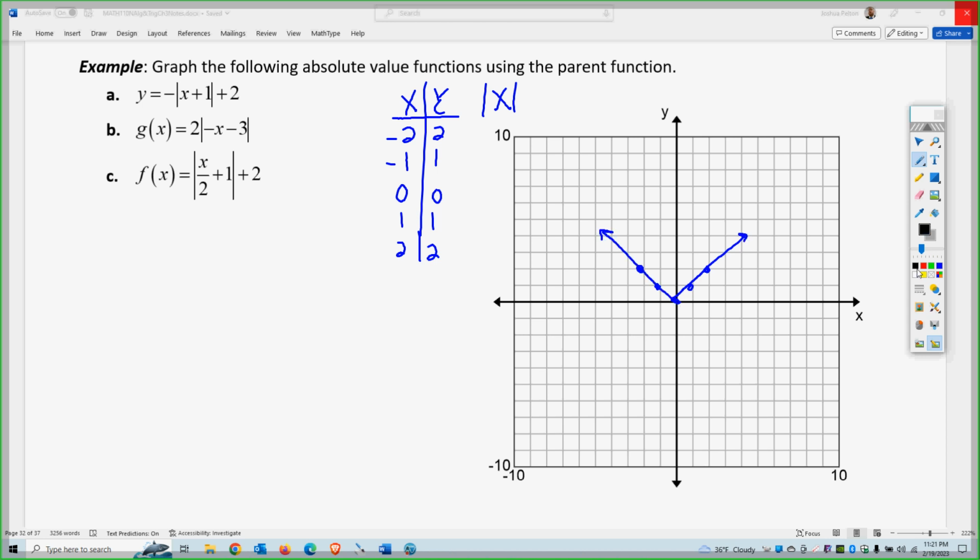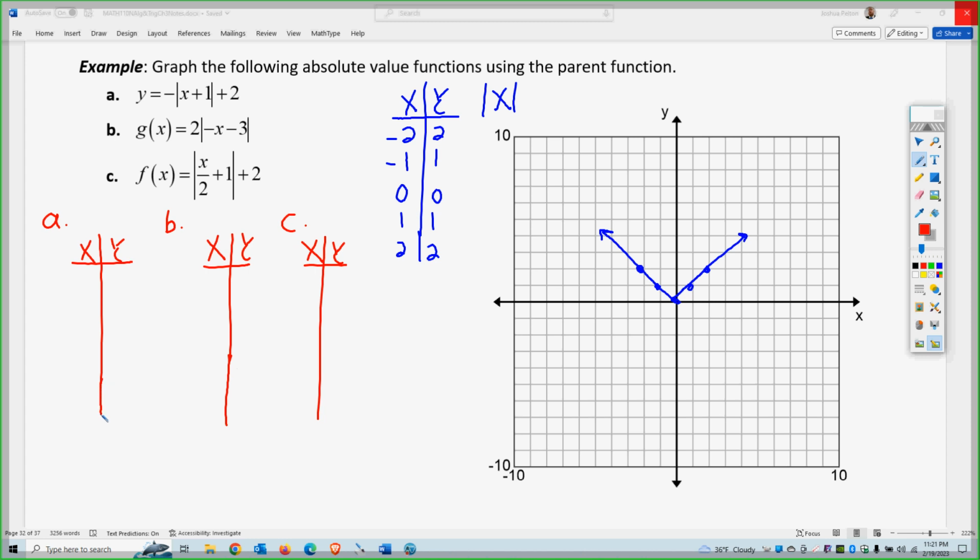All right, so now I'm going to take a different color here and do tables of values for each of these in the proper order that they happen. So A, B, and C. We'll do an X and Y table.